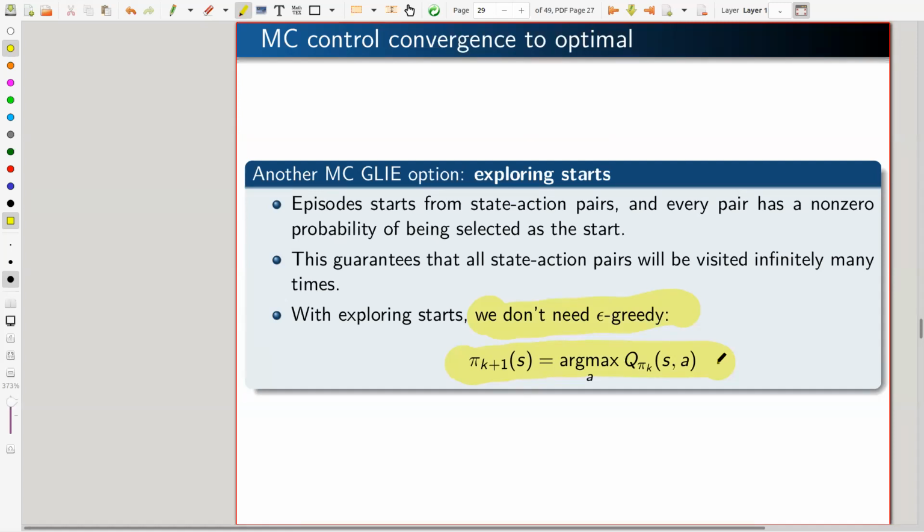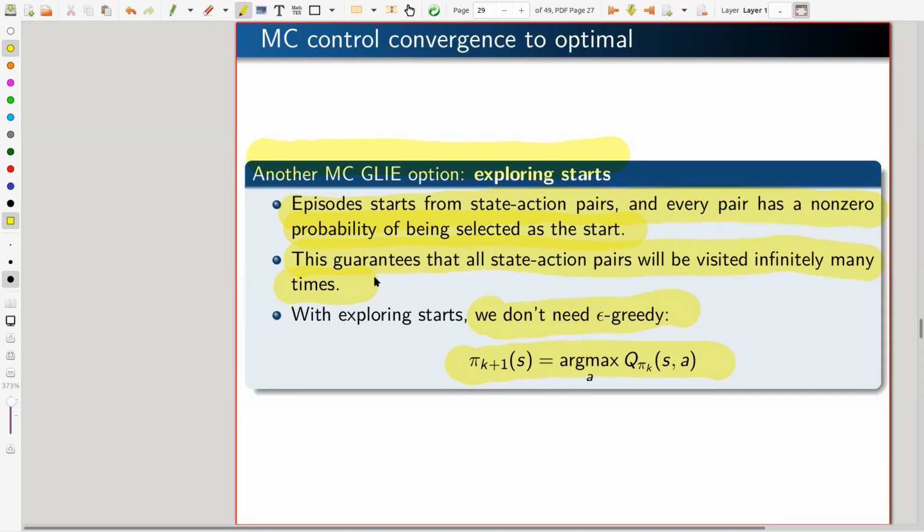This is an option that you have if the problem allows you to choose the starting distribution. When you do this, the algorithm is called Monte Carlo with exploring starts. So you choose an initial distribution this way, and this, of course, guarantees that all the state action pairs will be visited infinitely many times, and you can do greedy improvement.